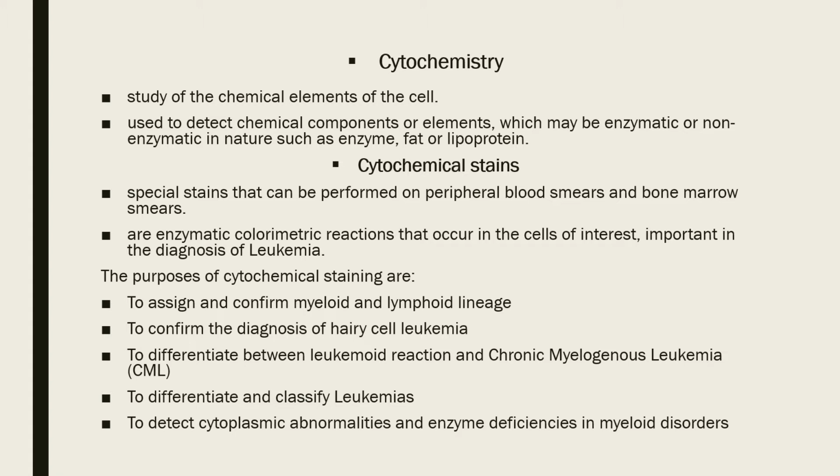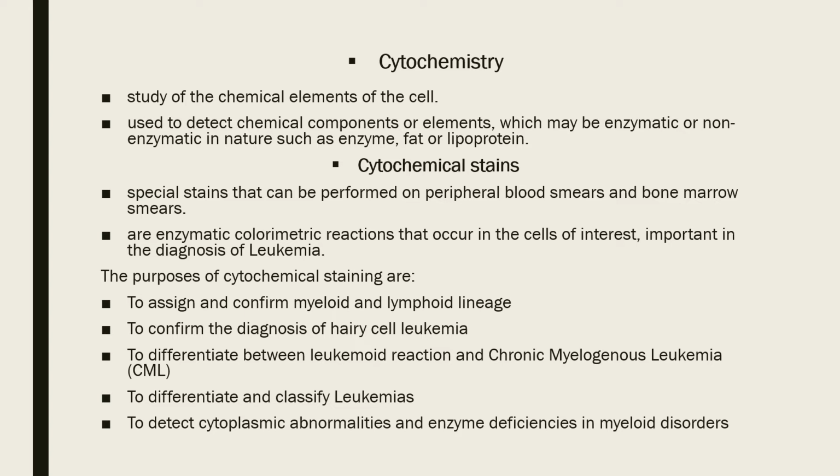Cytochemistry is the study of the chemical elements of the cell. It is used to detect chemical components or elements which may be enzymatic or non-enzymatic in nature, such as enzyme, fat, or lipoprotein. Now, we will look into the cytochemical stains. Cytochemical stains are special stains that can be performed on peripheral blood smears and bone marrow smears.